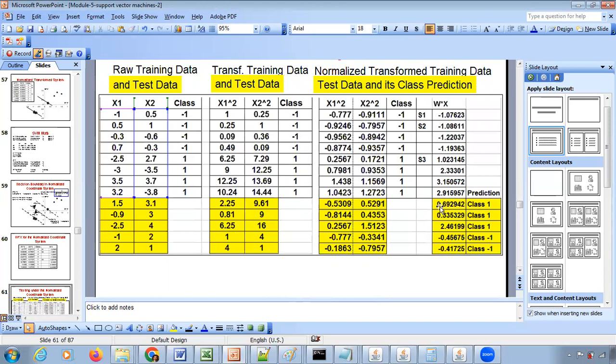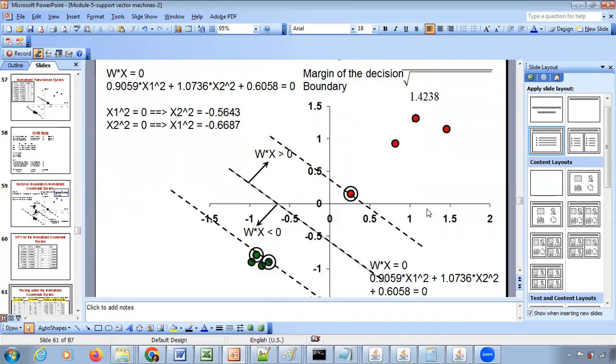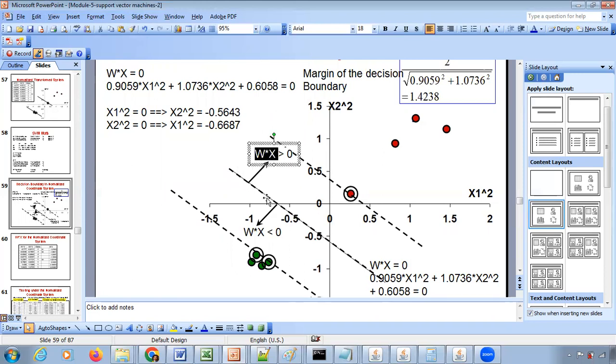You see here we get 0.929, which is greater than 0. So that's all we have to see for testing. We don't need to really look for whether Wx is greater than 1 or less than -1. 0 is our cutoff. So like I mentioned here, this is our dividing decision boundary. If W times X for a test case is greater than 0, it belongs to class 1. And if it is less than 0, it belongs to class -1.